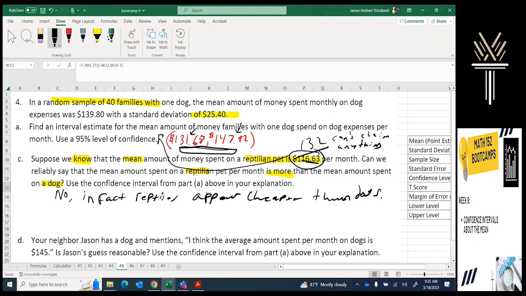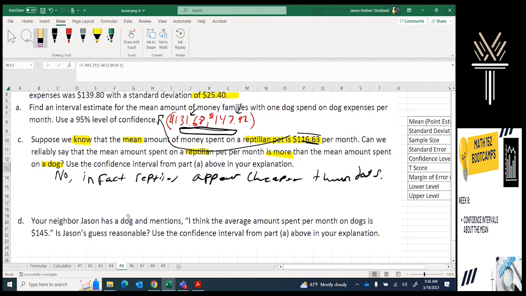It could be the dog's $131.70, or it may be the dog's 140 bucks. We don't know. We know it's between these two numbers. And so if the cost of the reptile is between those two numbers, we don't know any kind of comparison beyond the fact that they may be the same thing. That's all we would know. But in this case, 116 is definitely smaller than both numbers. And so we can confidently say that reptiles are cheaper than dogs.